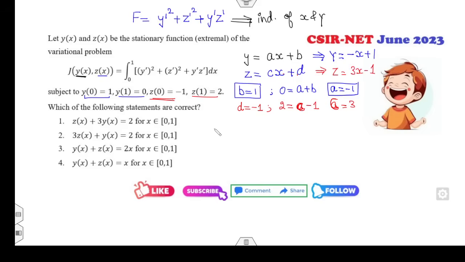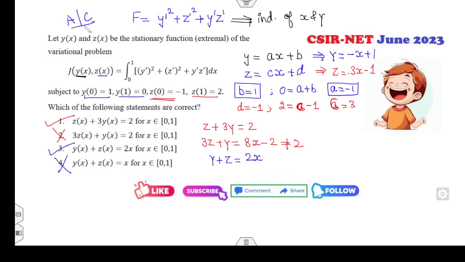Now that's over. Now you can calculate the value of z plus 3y. So z plus 3y, this will be cancelled out, it is 2. Yes, first option correct. 3z plus 5y is 8x minus 2, which is not equal to 2. What is the value of y plus z? Clearly, y plus z is 2x. Satisfied. Y minus x is not satisfied. A and C are the right answers of the problem.